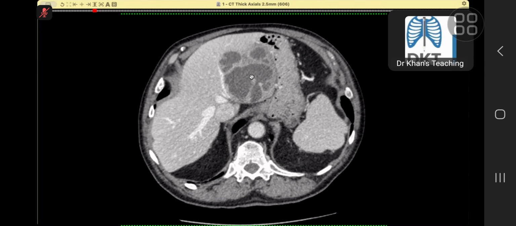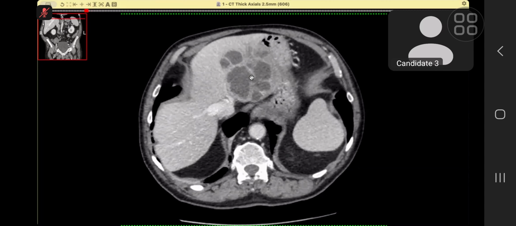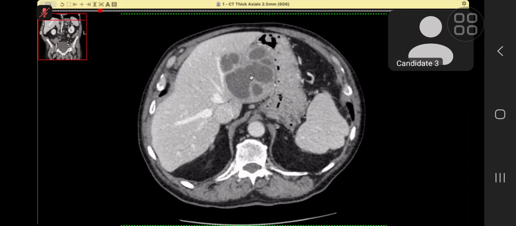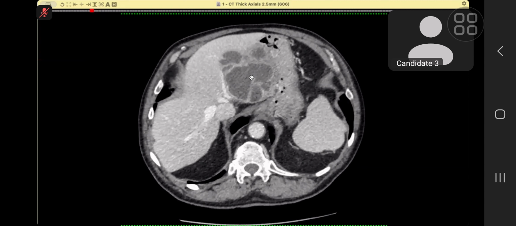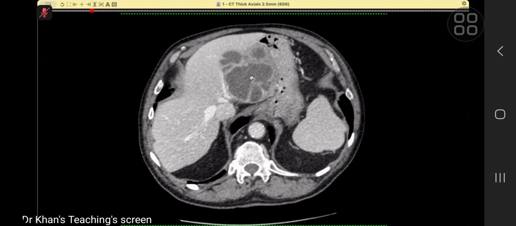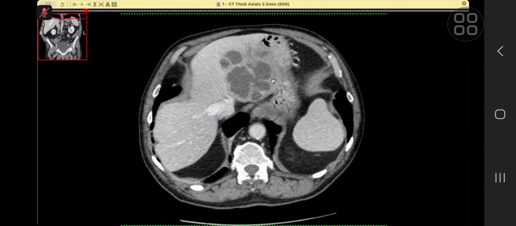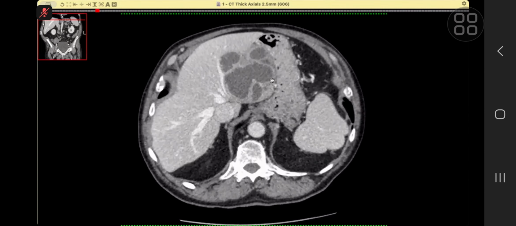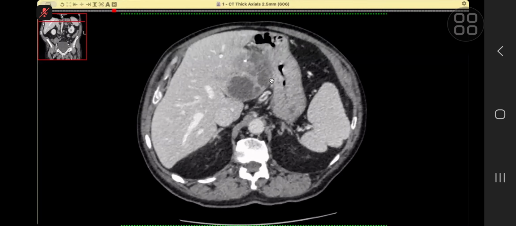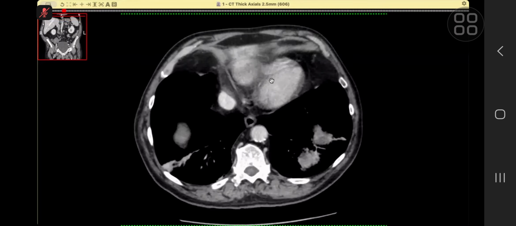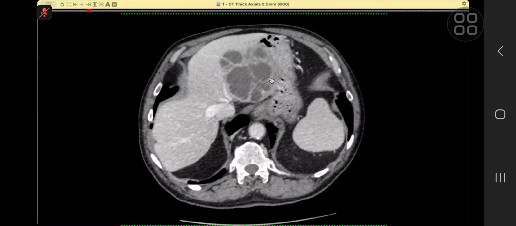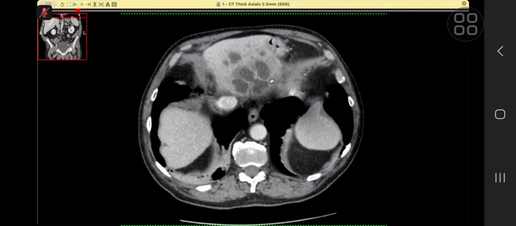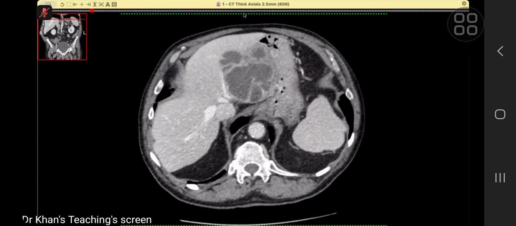How can you confirm it? I will advise the serum marker and the antigen test for hydatid, and imaging wise also. Can you do anything else? The drainage of the abscess can be done after aspiration. Any other imaging? MRI of the abdomen can be done to confirm it.